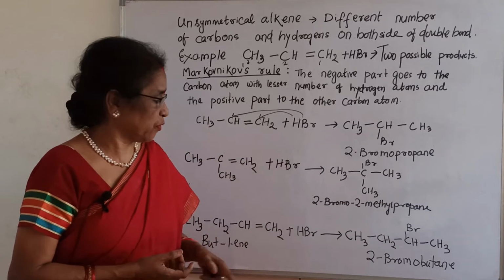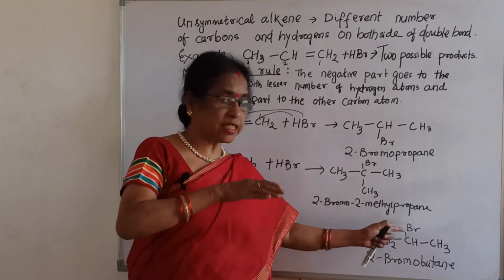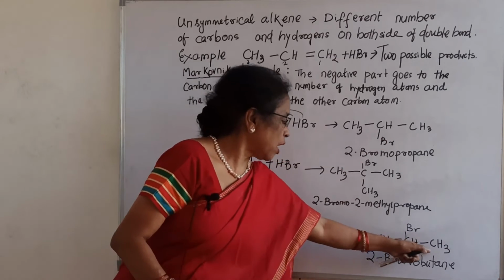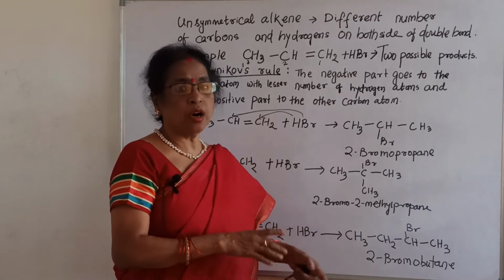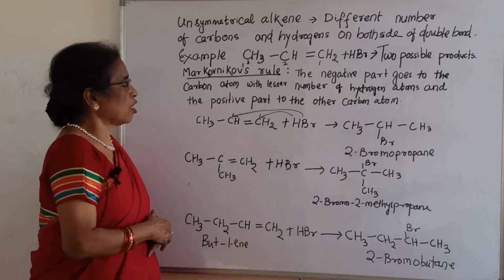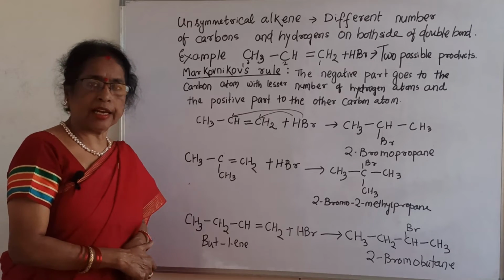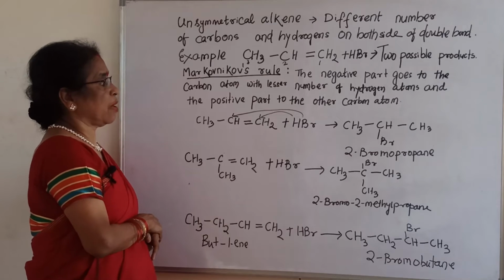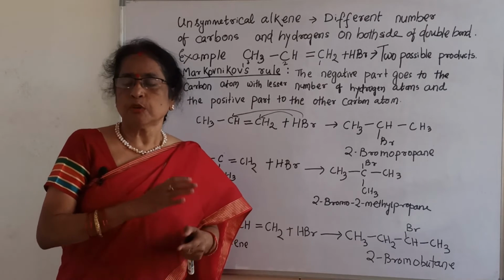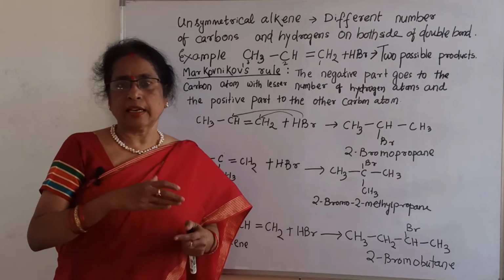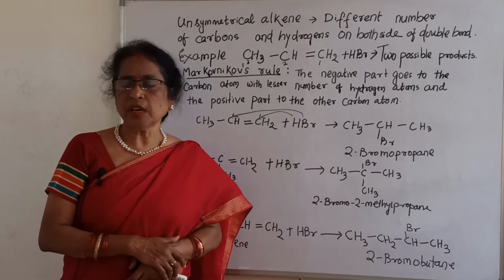What is the name? You will count from this side, because the substituent is near the right side. So 1, 2, 2-bromo, 2-bromobutane. What is the name? 2-bromobutane. So this is Markovnikov's rule, and only unsymmetrical alkenes give products by Markovnikov's rule. According to Markovnikov's rule, the negative part goes to the carbon which has fewer hydrogen atoms, and the hydrogen comes to the other carbon after the double bond.